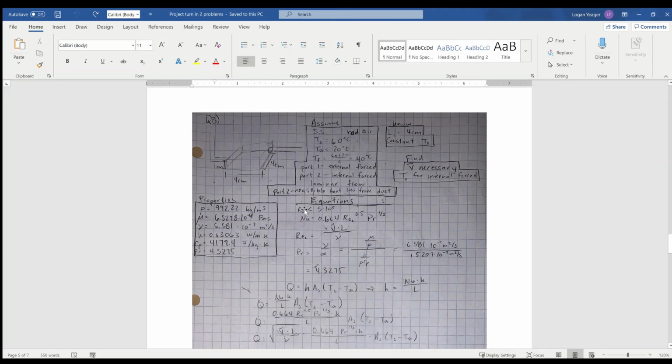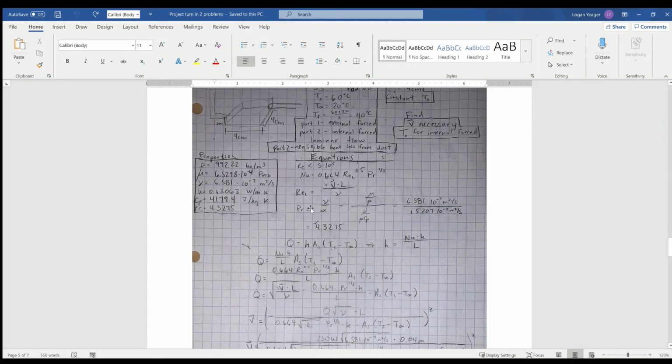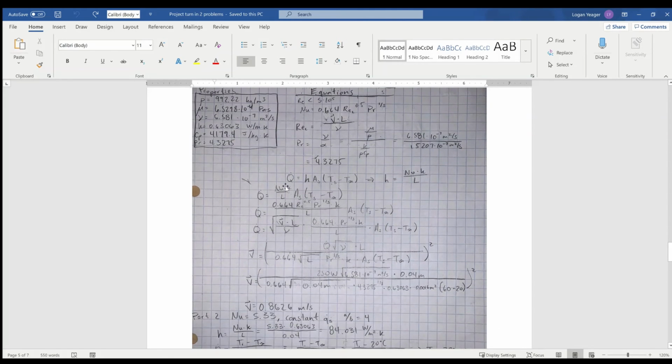We can use those in these equations, where the Reynolds number is assumed to be laminar. We get this expression for the Nusselt number, this expression for the Reynolds number, and this expression for the Prandtl number, which gives this value for the Prandtl number. And then Q is Newton's law of cooling, and that can be substituted with this expression for h, and then the Nusselt number can be replaced with this, and the Reynolds number can be replaced with this, so we get it in terms of velocity, and then rearrange to solve for velocity.